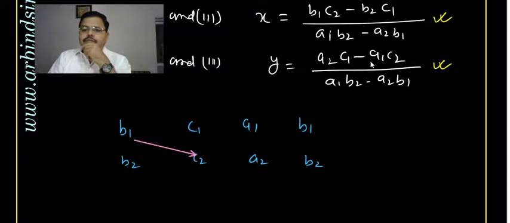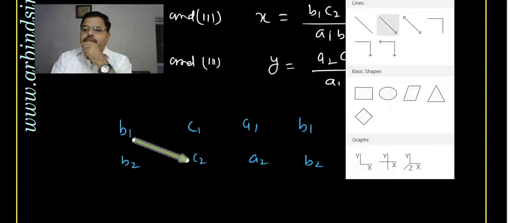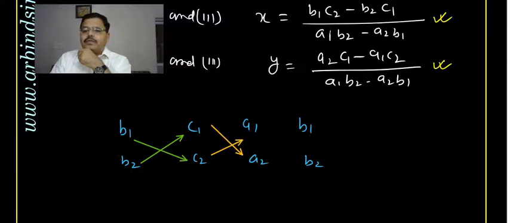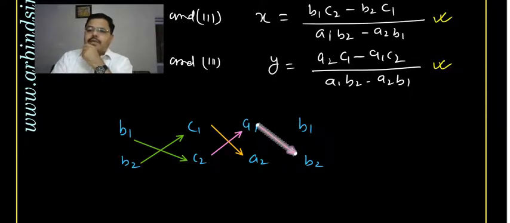This one, b1 c2 minus b2 c1. That will be the value of x. This will give the value of x, so b1 c2 minus b2 c1. Now similarly, if we look at this one, it will give this one minus this one. That will give the value of y. And now the third one will give 1. So 1 upon a1 c2 minus a2 c1.